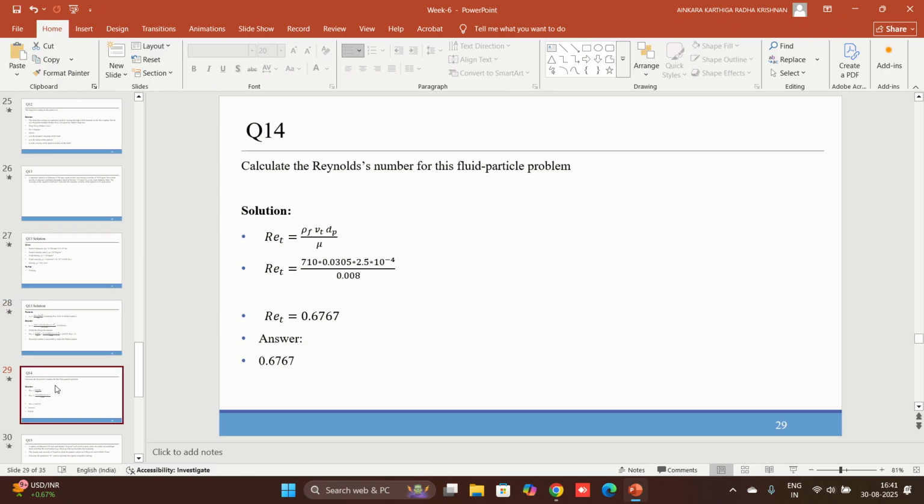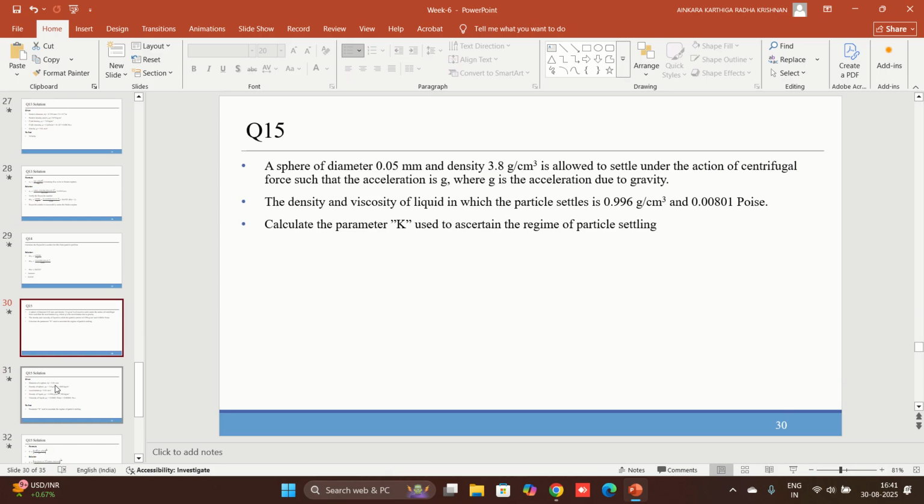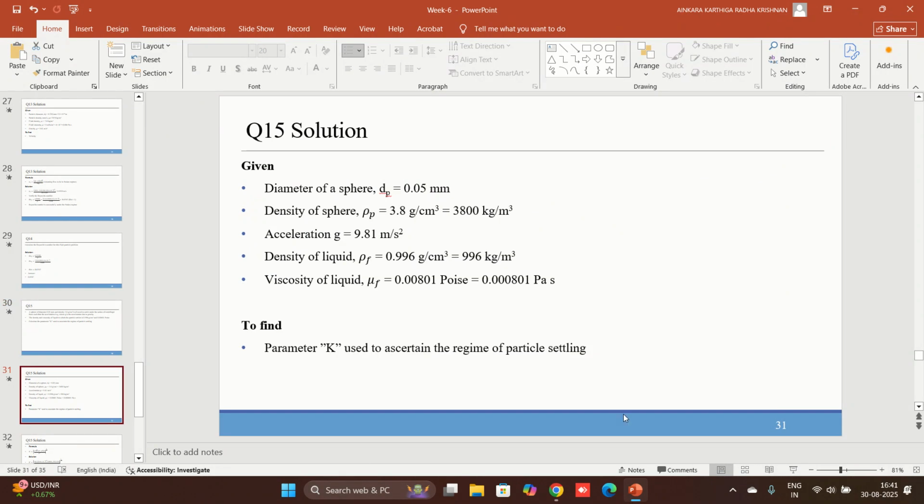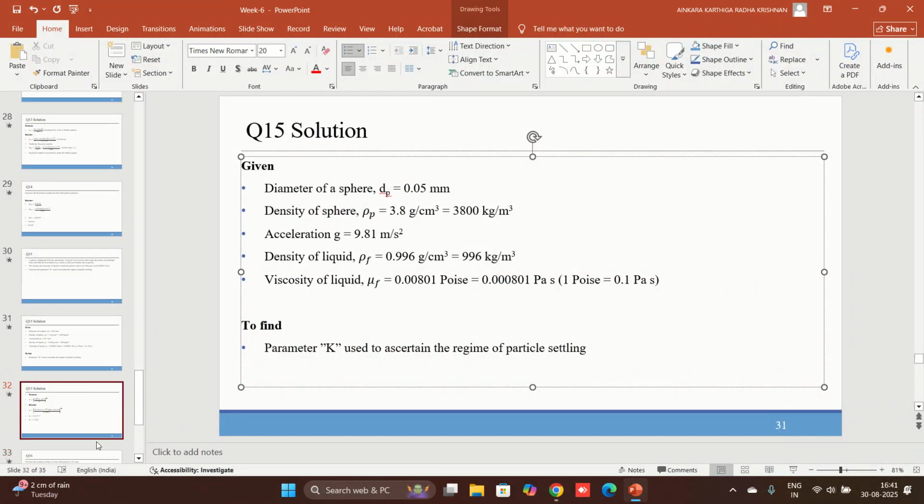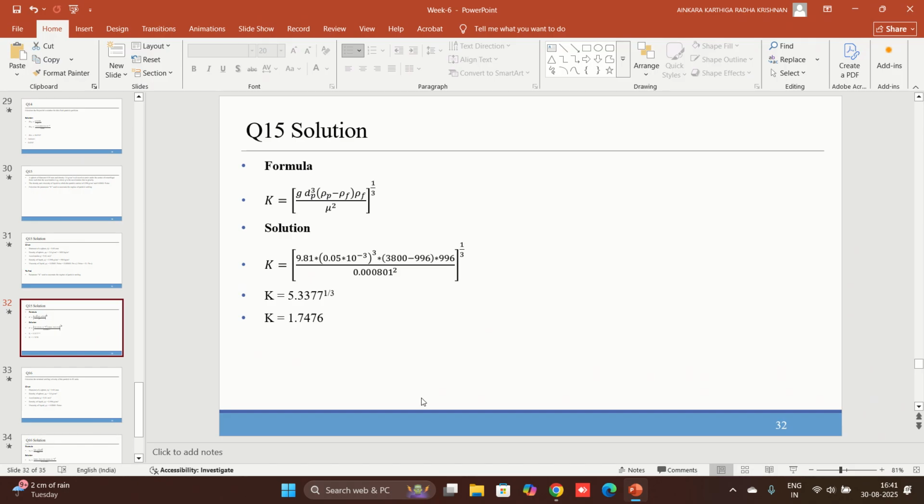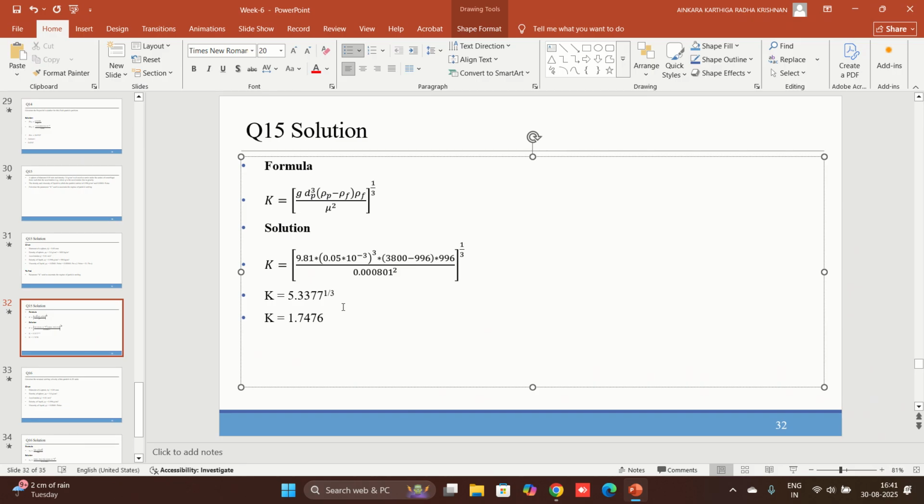Here it is again the same problem. Here it is poise. So 1 poise is equal to 0.1 Pascal second. There was confusion, which gave a wrong result, but now we have corrected it and the final answer is 1.7476, which is your final K.